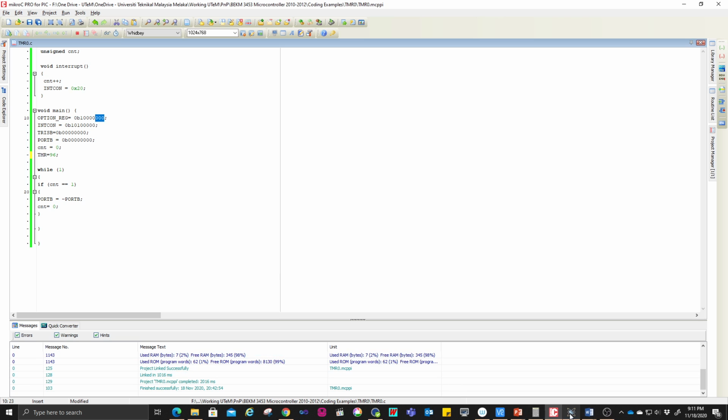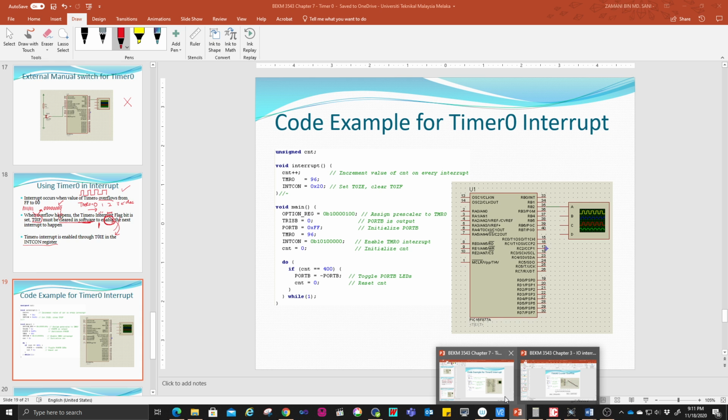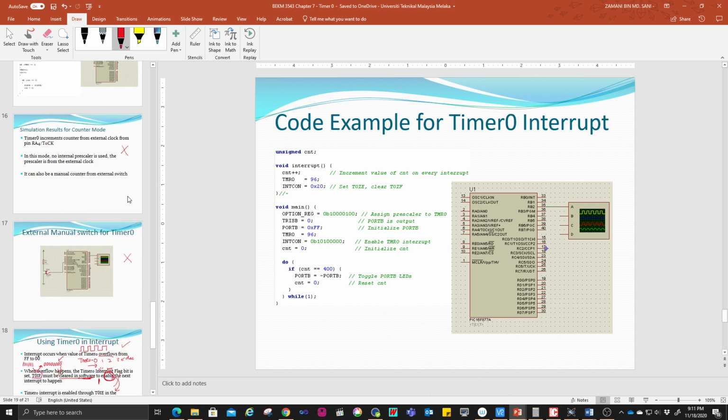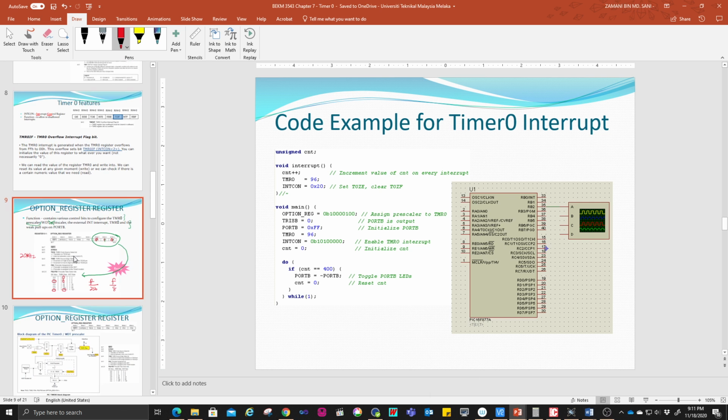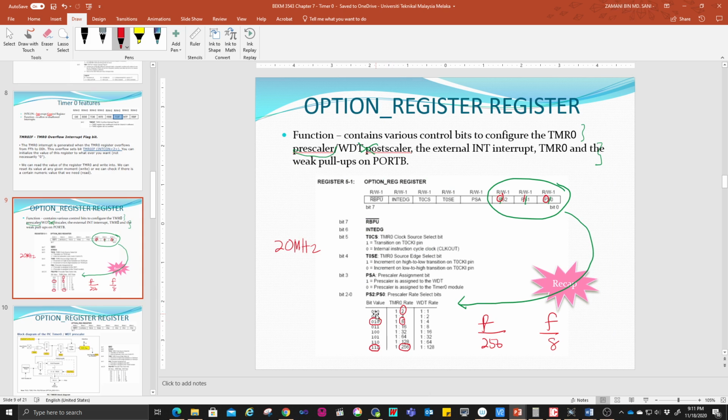The 0000 means, let's look at the slides again. For 000 it means that I'm going to use a prescaler of 2. So the frequency will be divided by 2. Okay.